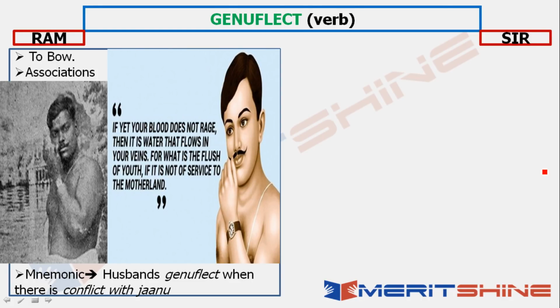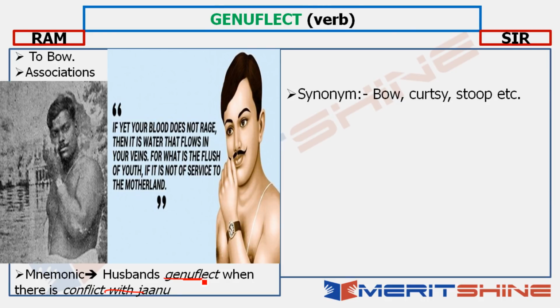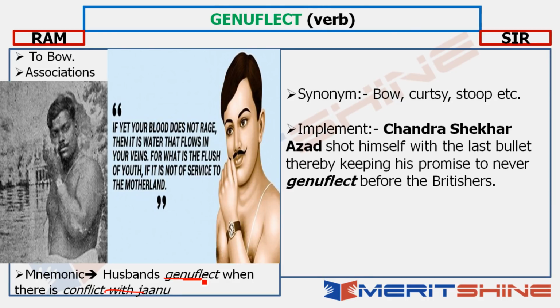Mnemonic: husbands genuflect when there is a conflict with Janu. When husbands and their wife, their Janu, have a conflict, they genuflect. They have to bow. What more can they do? Right? Now the synonyms and the implementation. Synonyms: bow, kowtow, stoop. No relevant antonym. Chandrasekhar Azad shot himself with the last bullet, thereby keeping his promise to never genuflect before the Britishers. This he never did, right? So that was the implementation.